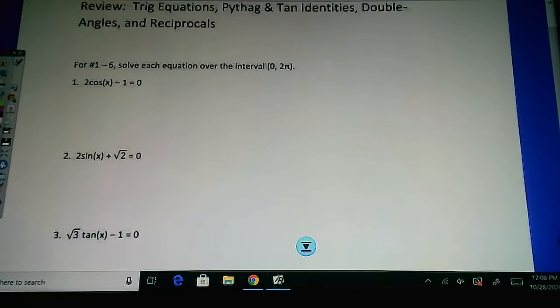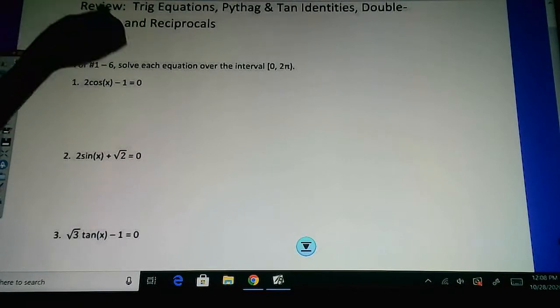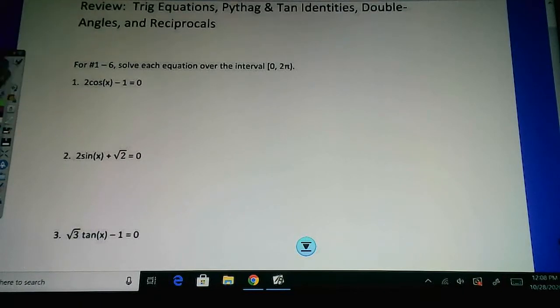All right, so in the review, I have it divided up into sections. So the first part is going to be the trig equations. Remember what you're going to do here. You're going to solve for cosine or sine or tangent, get it by itself. And then you're going to look on your circle. We'll run through this kind of fast here.